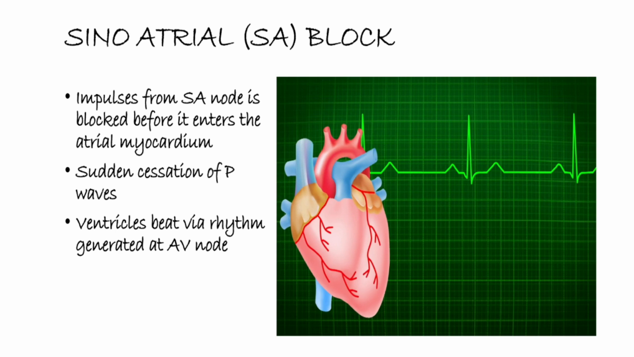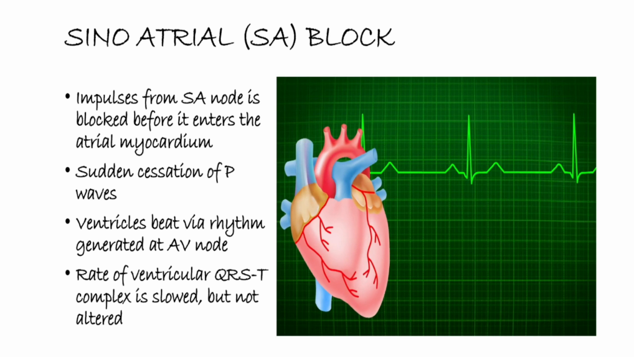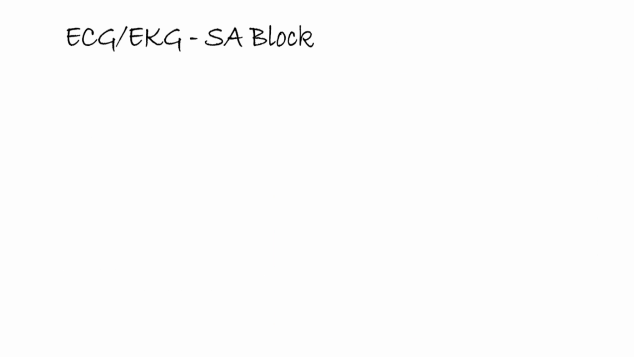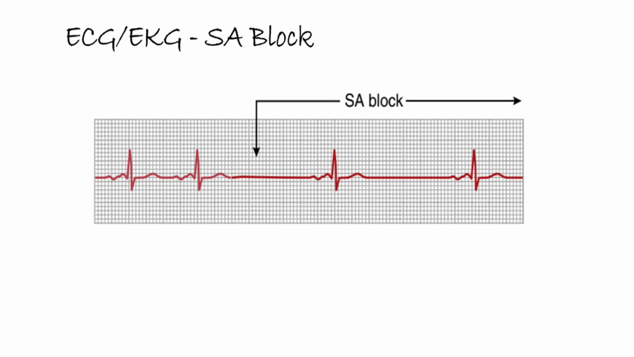Sinoatrial block can also occur due to myocardial ischemia, infarction, which sometimes affects the SA node, then inflammation or infection of the heart, or side effects from certain medications, and it can also be observed in well-trained athletes. So let's have a look at the ECG or EKG strip of an SA block or sinoatrial block.